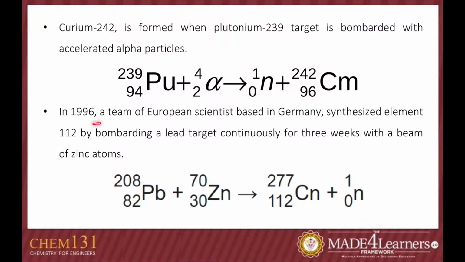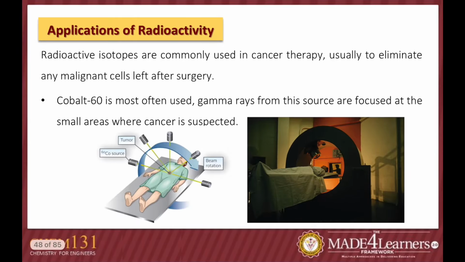In 1996, a team of European scientists, so this is fairly recent, based in Germany, synthesized element 112 by bombarding a lead target continuously for, imagine that, 3 weeks with a beam of zinc atoms. So lead bombarded with zinc produced, what do you think this element is? Element 112. What does CN stand for? I want you to look at that. Search what it is. And a neutron.